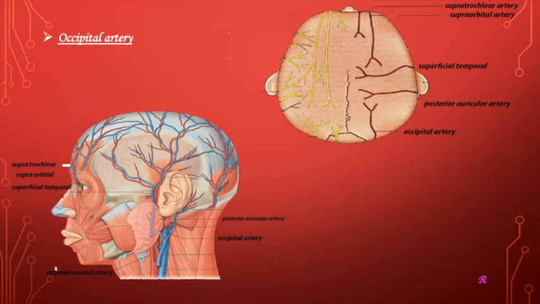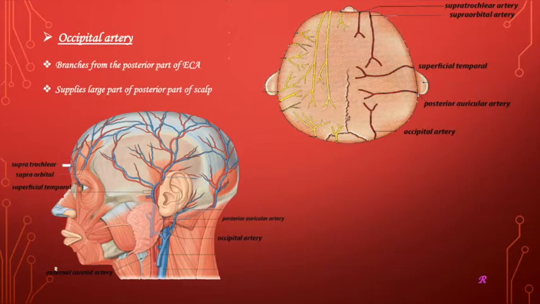Next is occipital artery. Like posterior auricular, it also arises from the posterior part of external carotid artery. It supplies a large part of posterior part of scalp. Here also you can see the similarity that the name of the artery itself is suggesting the area it is supplying. Occipital artery, you know where is the occipital bone? It is in the posterior aspect. So this artery is supplying the posterior aspect of scalp.